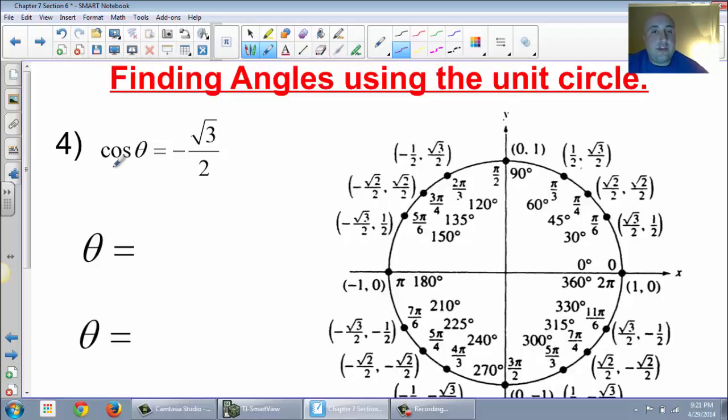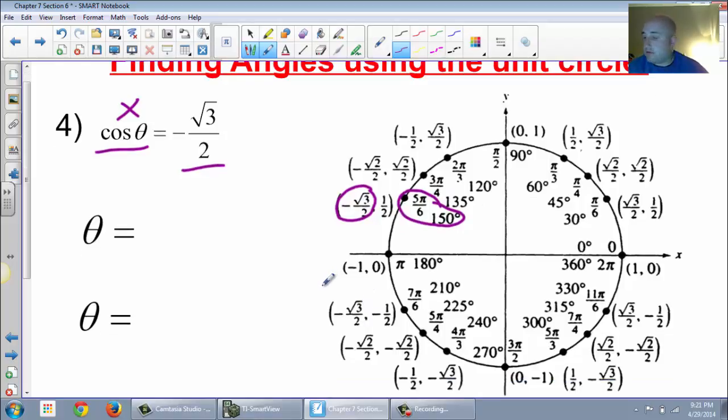What angle has a cosine of negative root 3 over 2? Remember, cosine are x values. So where's our x value of negative root 3 over 2? Here's one. That would be 5 pi over 6 or 150. And where's another one? Here is another one, negative root 3 over 2. So 7 pi over 6 or 210.